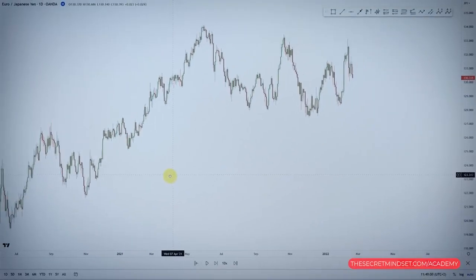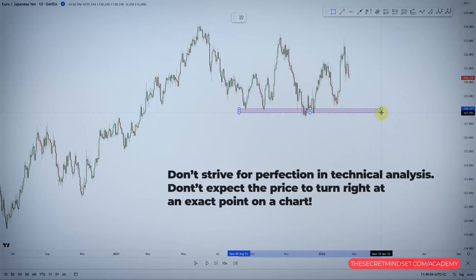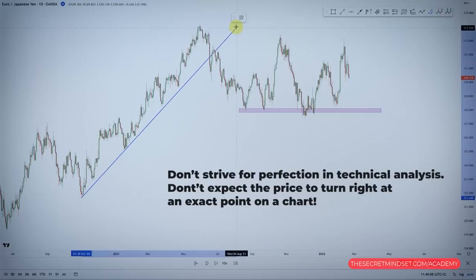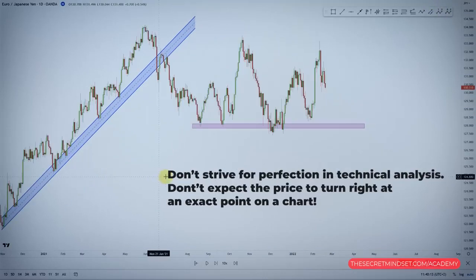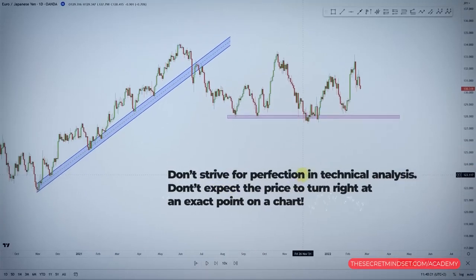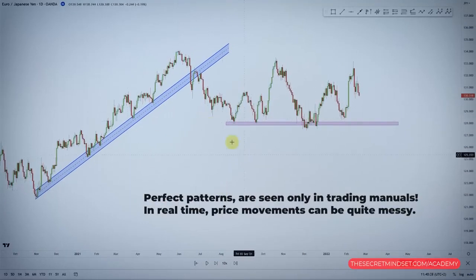Now, technical analysis is complex and has many nuances. If you are striving for perfection in trading, you're going to have a hard time. Consider trend lines and support and resistance. You shouldn't expect the price to turn right at the exact point on a chart and base your trading decisions on that exact line. These perfect patterns are seen only in trading manuals. In real time, price movements can be quite messy.